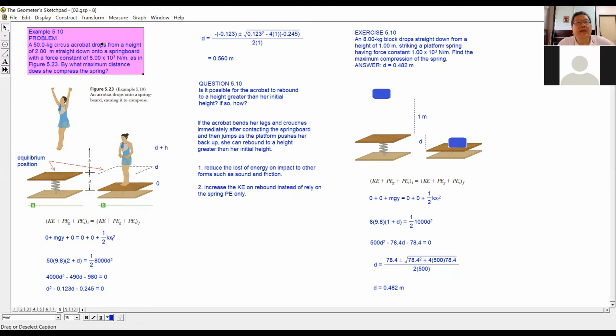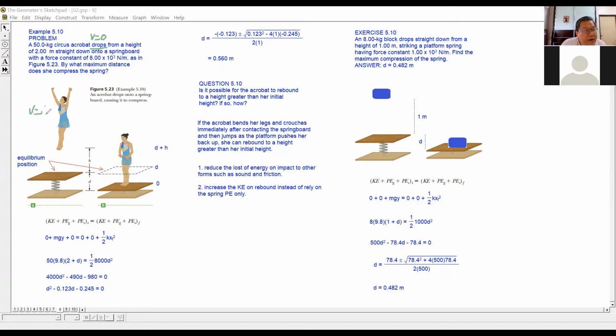So the key word here is drops. She is not jumping down. She just allows herself to fall freely, not jump down like that. And this means that at the initial position, the velocity is zero because she allowed herself to drop down. Okay, drop down from a height of 2 meters. So that means at first she's at this position, v equals 0, right?